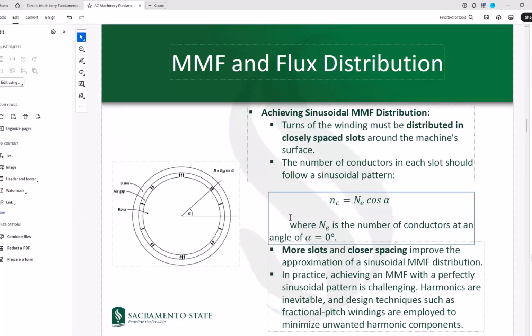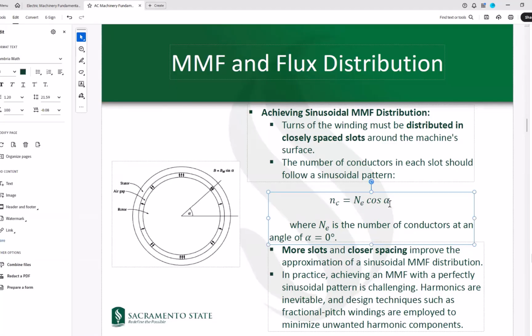All right, so in that case, here it's 0, then goes to a maximum, and then goes to 0, goes to a minimum, and comes back to 0 as you travel around the stator. So to gain that, this would be the theoretical number: N_C would be N_E times cosine of alpha, where alpha is this angle. At alpha equal to 0, you should put the maximum number of conductors. And as alpha grows, for example when alpha becomes 90 degrees at this point, you would have the minimum, so the number of conductors would be 0.